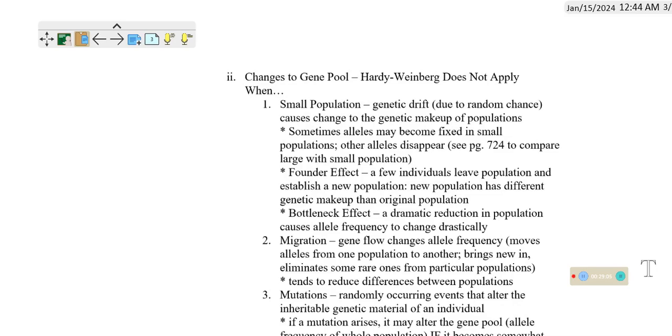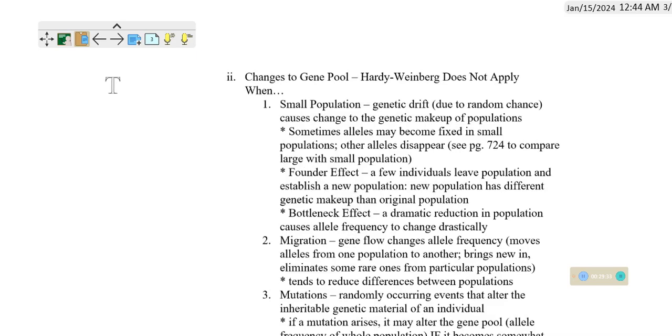It also doesn't apply when migration happens. In migration, the fancy genetic statistics word is gene flow, which will change allele frequency. If we have alleles moving from one population to another, we're going to get new alleles coming in, and we maybe eliminate some rare ones from particular populations. On the whole, migration tends to reduce differences between populations.